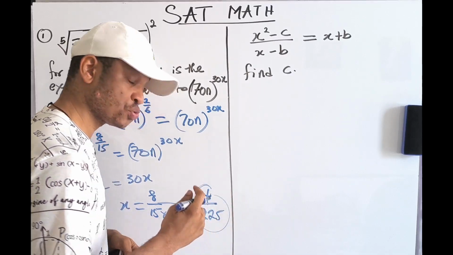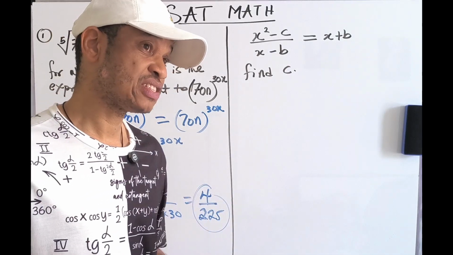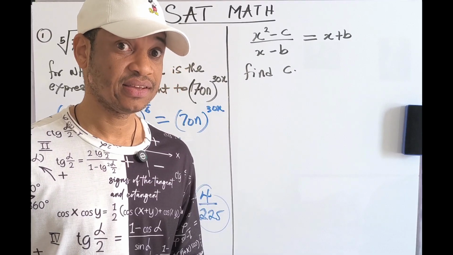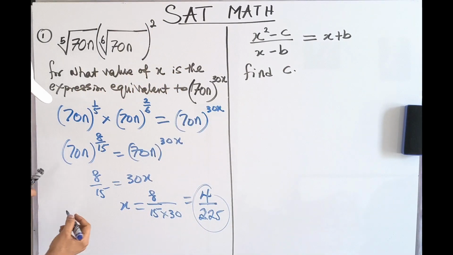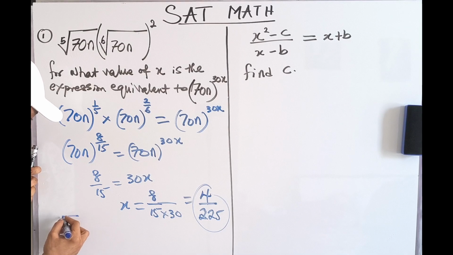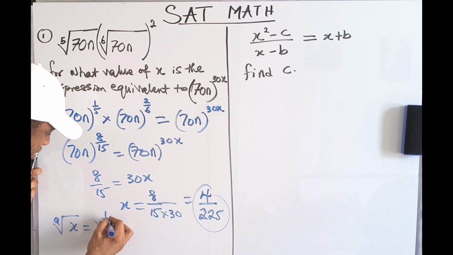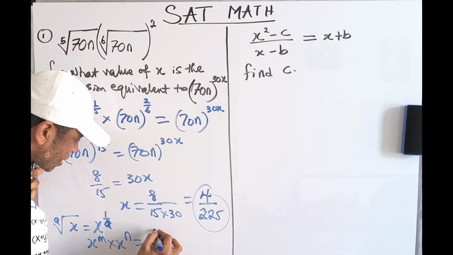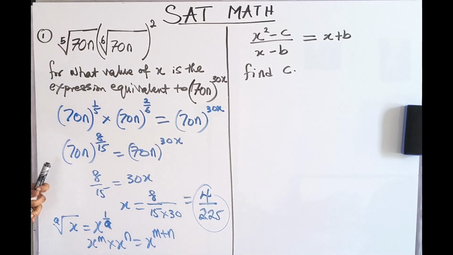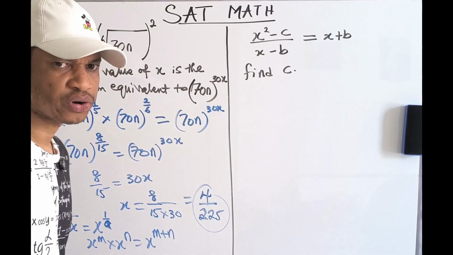Okay, so this question is mainly testing your indices skill of root form. It's testing two things. You should know that this is the same thing as x to the power of 1 by a, and x^m times x^n is x to the power of m plus n. No other rule there, then algebra skills.